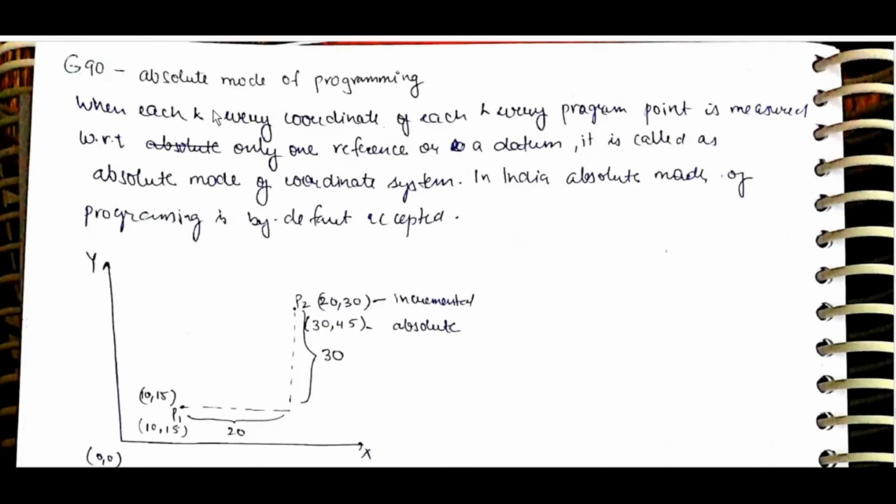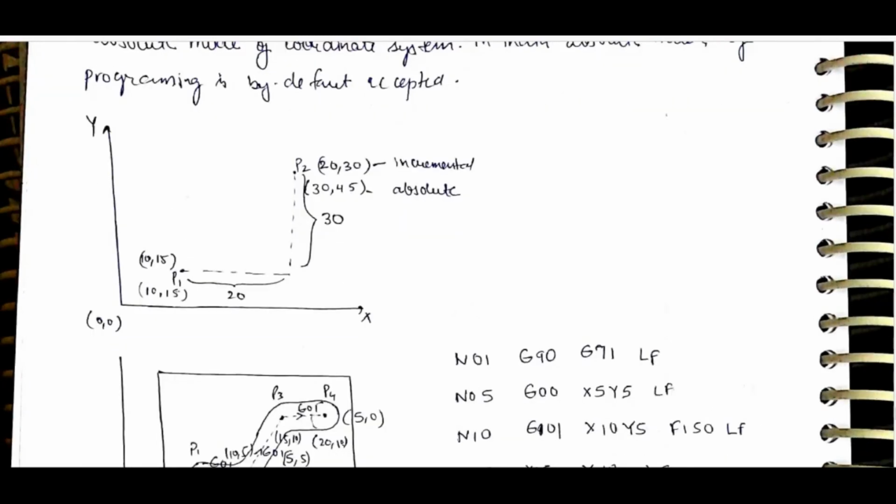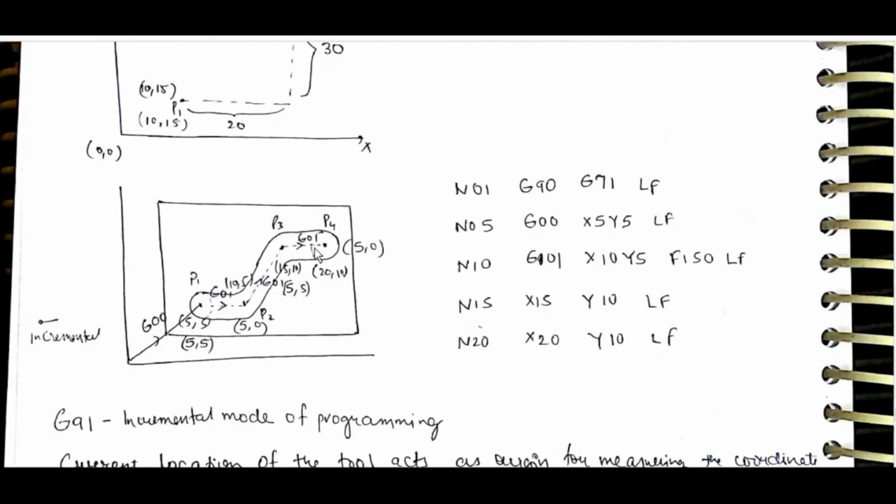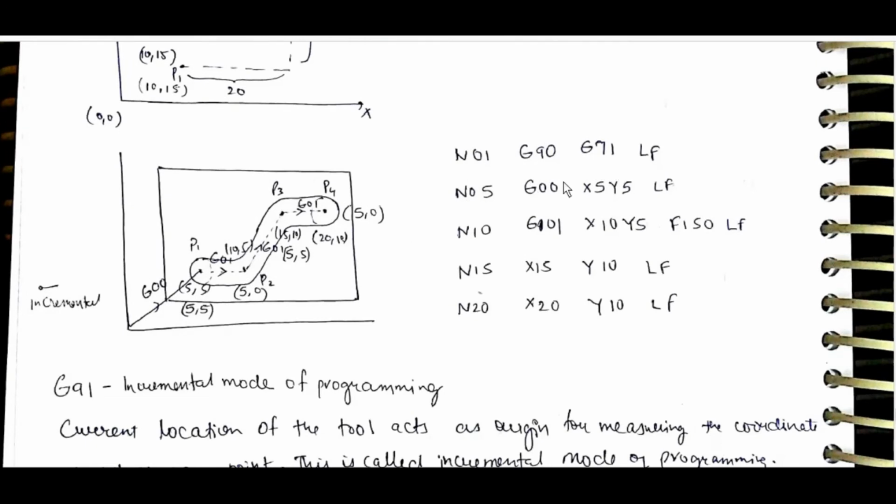G90 absolute mode of programming: when each and every coordinate program point is measured with respect to only one reference or datum, it is called the absolute mode of coordinate system. In India, absolute mode of programming is accepted by default. XY, and G90, G71. G90 means everything is represented in absolute coordinates. These are all points directly taken.